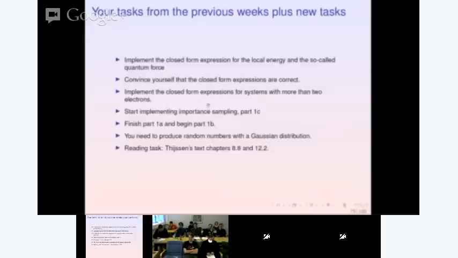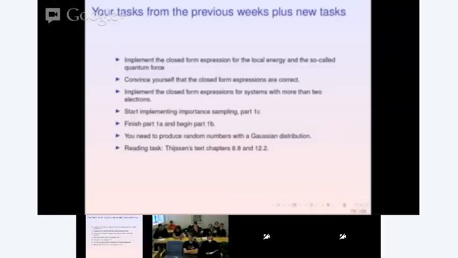Then I would propose that you implement importance sampling first using numerical derivation. And then you have a program which runs. Then, when you have convinced yourself that the importance sampling is functioning, you go back and implement the local energy expressions and the expression for the quantum force. So that means you need to compute first derivatives and second derivatives in a closed form. I have put enough mathematics so you can actually rederive the equations, but you need to structure that information when you write your program.